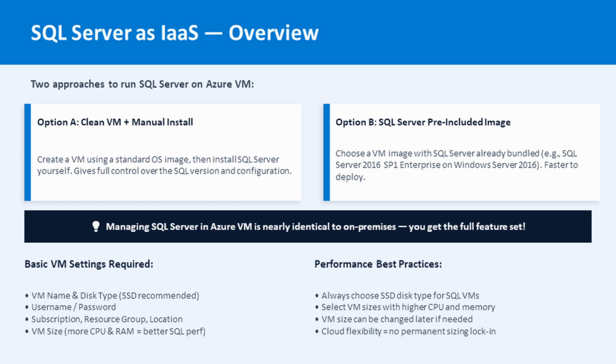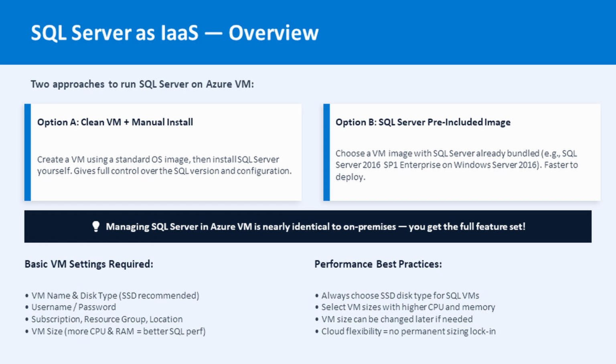When creating the virtual machine, you'll need to fill in a set of basic configuration values: the machine name, your preferred disk type, an administrator username and password, your Azure subscription, a resource group, and the deployment region. Now here is an important recommendation. Always choose SSD as your disk type when running SQL Server. Disk input-output speed has a massive impact on SQL Server performance, and SSD disks dramatically outperform standard hard disk drives for database workloads. Similarly, when selecting the virtual machine size, choose a size with more CPU cores and more memory than you might think you need.